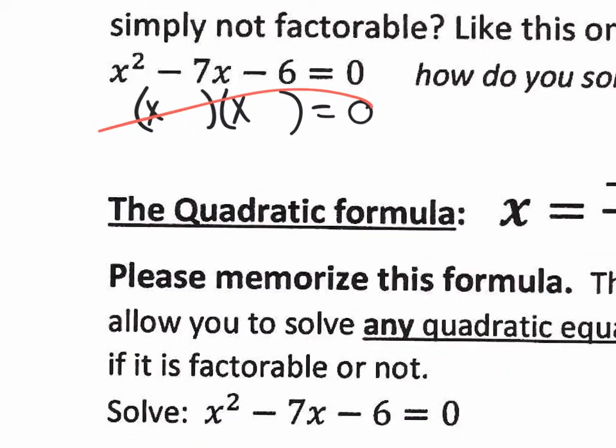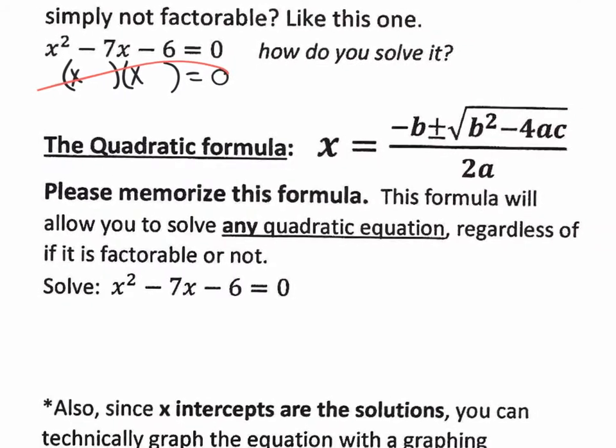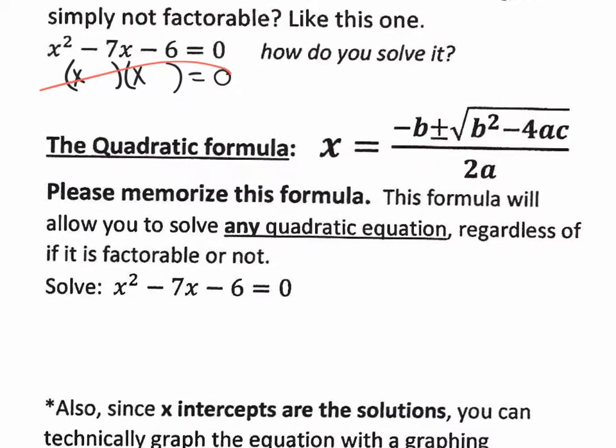In other words, you have to memorize the quadratic formula because a lot of times factoring doesn't work. Most of the time factoring doesn't work, but the quadratic formula will always work. So memorize this. x equals negative b plus or minus the square root of b squared minus 4 times a times c, all divided by 2 times a. That's your homework for tonight, memorizing that quadratic formula.